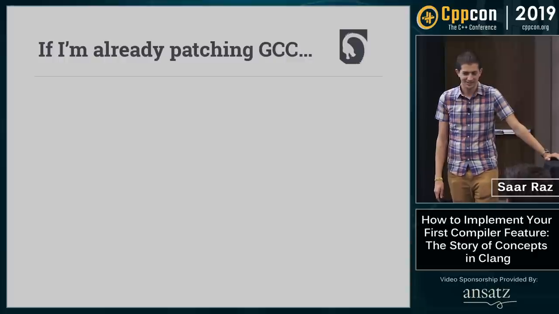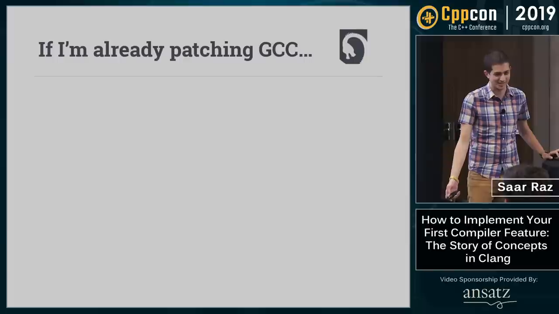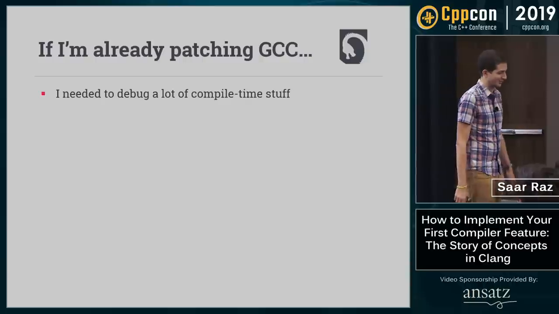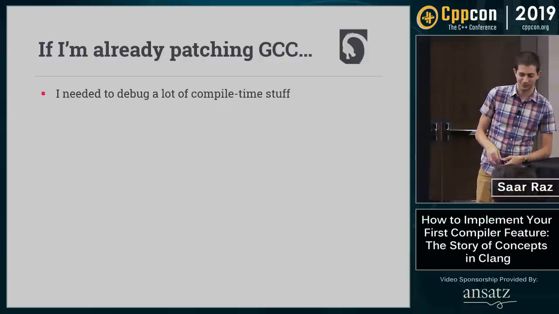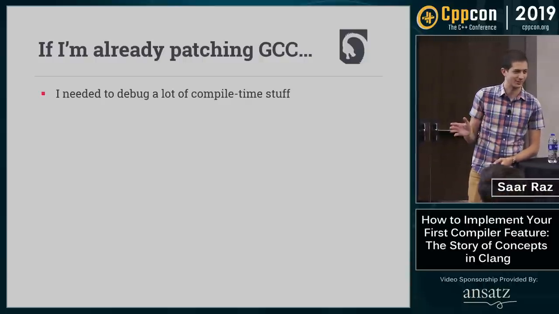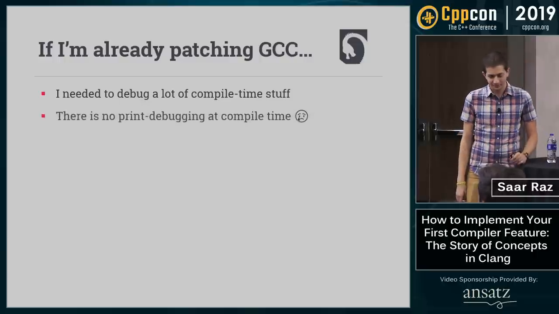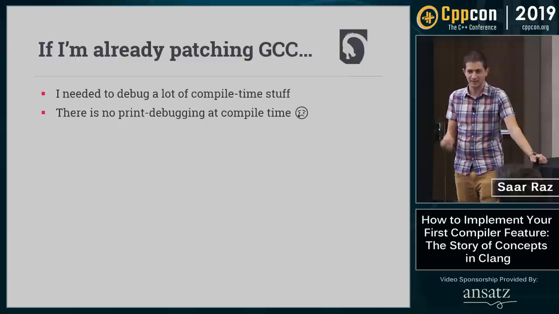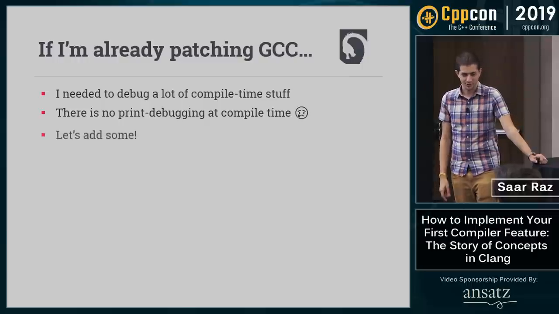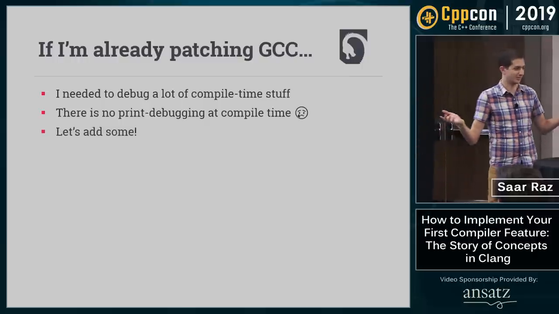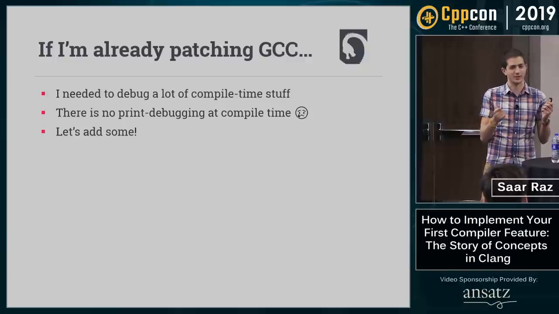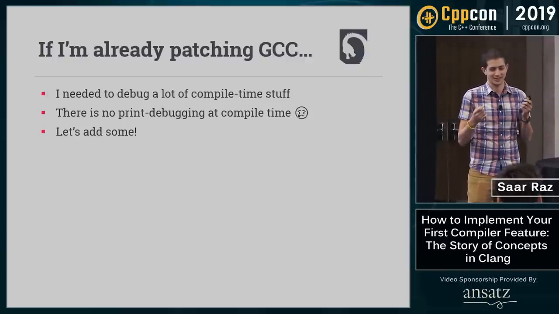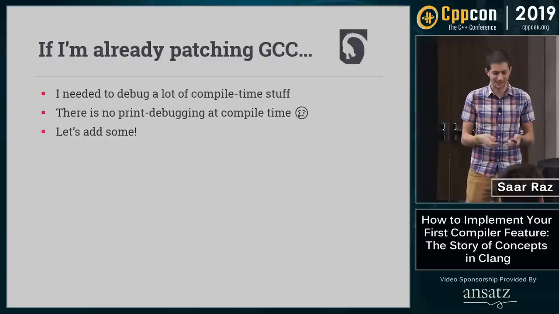So yeah, this was my first time messing with the actual compiler. So I was like, okay, if I'm already patching GCC, I had this other problem which I couldn't get around, which was that I needed to debug a lot of compile time things. I had a lot of templates. And there was no proper print debugging at compile time. So I thought to myself, let's add some print debugging at compile time, because print debugging is one of the most important tools we have as programmers. So how can we meta program if we don't have meta printing?